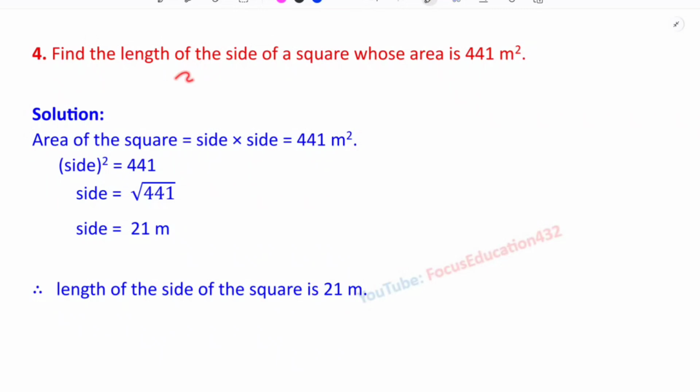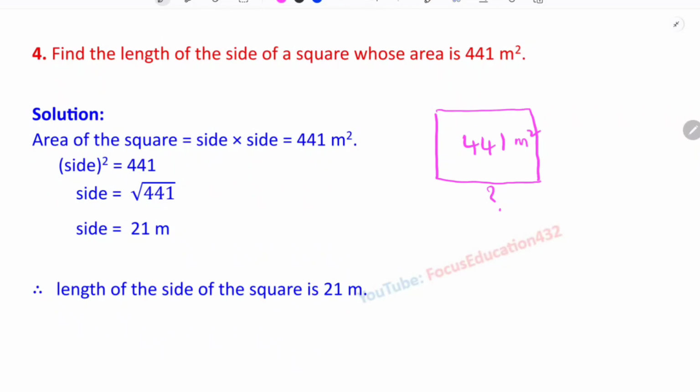Now find the length of the side of a square whose area is 441. What is given to us is a square, and its area is 441 meter square. What we have to find is the length of the side.